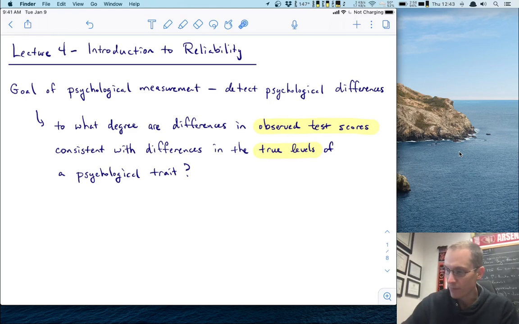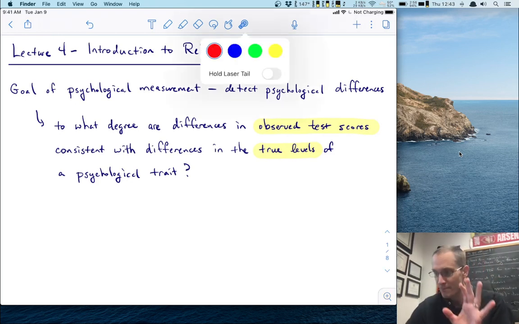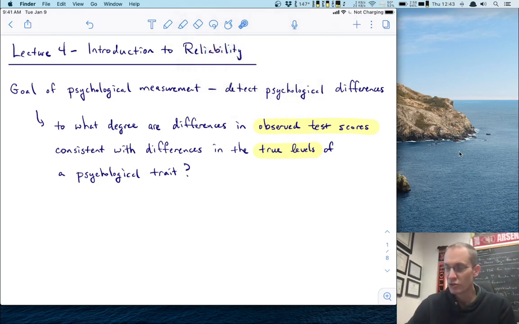Now, there are some interesting ideas that pop up immediately from this, and that is the notion of how do we relate observed test scores, which we can see, that's the whole point of the word observed, with something that is a latent variable, this true level of some psychological trait? We've addressed that issue in several places this semester already, and it will certainly be a big one here.